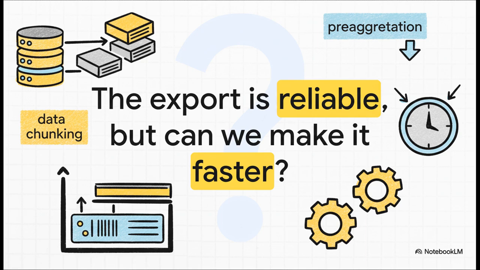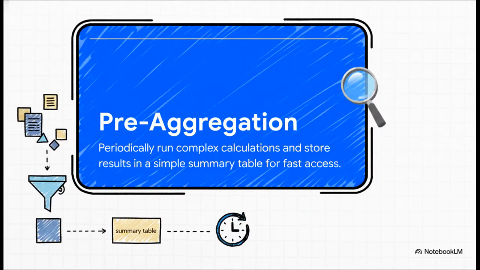So at this point, our export is solid. It's reliable, it won't crash, it won't time out. But if it's a really complex report with a bunch of database joins and calculations, it can still be kind of slow. And that brings us to a new question. We made it reliable, but can we make it fast? Like really fast? The answer is often something called pre-aggregation.